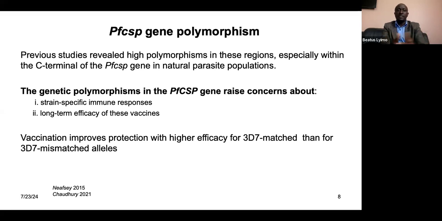From previous studies, it has been revealed that there is high polymorphism in this region, especially within the C-terminal of the Pfcsp gene in the natural parasite population. This genetic polymorphism raises concerns about strain-specific immune responses and the long-term efficacy of the vaccine. Previously reported studies show that vaccination improves protection, with higher efficacy for 3D7-matched compared to 3D7-mismatched alleles.